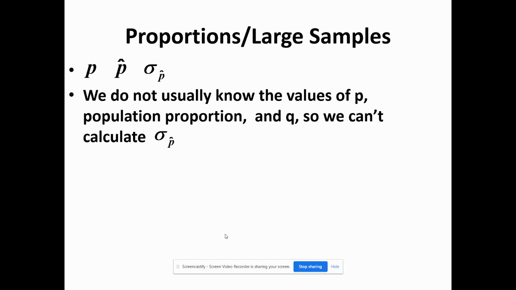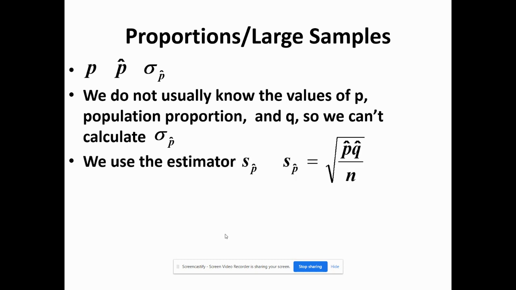We've seen these before, and in Chapter 7, we had to calculate a standard deviation of p-hat, which involved taking the square root of p times q divided by n. But in these problems, we don't normally know the values of p or q, so we can't calculate the standard deviation of p-hat. We can calculate what's called an estimator, though, and the estimator we're going to use is S of p-hat. In this case, S of p-hat is equal to the square root of p-hat times q-hat over n. And just like in Chapter 7, where p plus q equals 1, here p-hat plus q-hat equals 1.